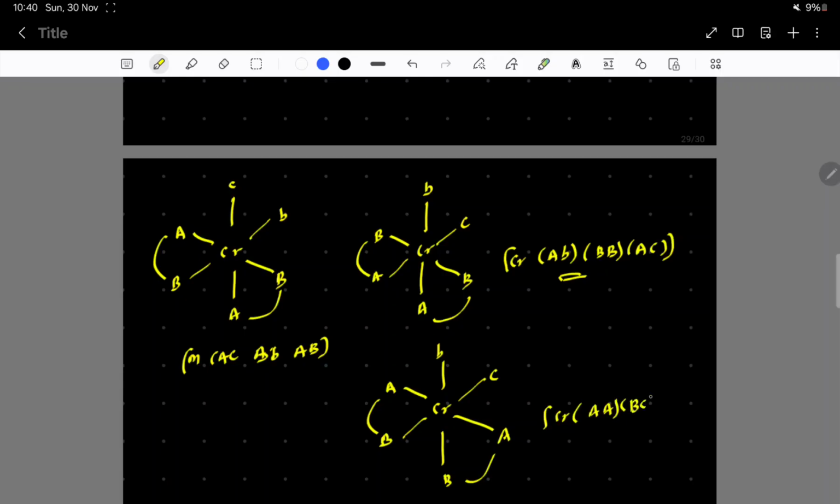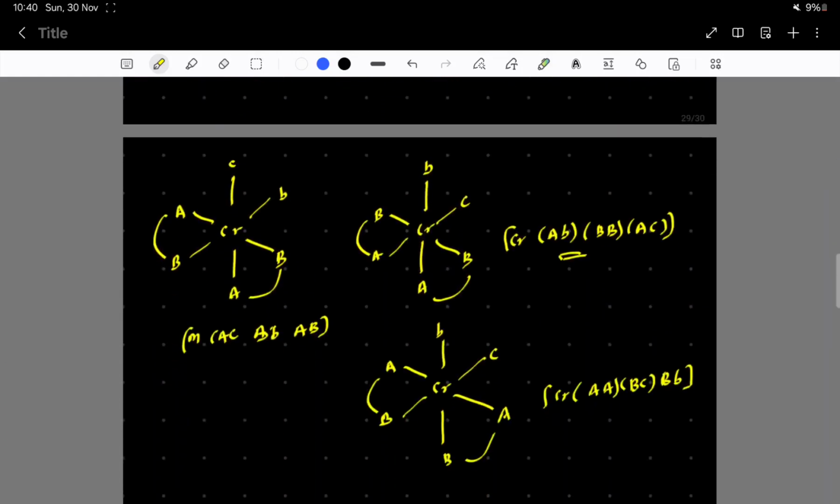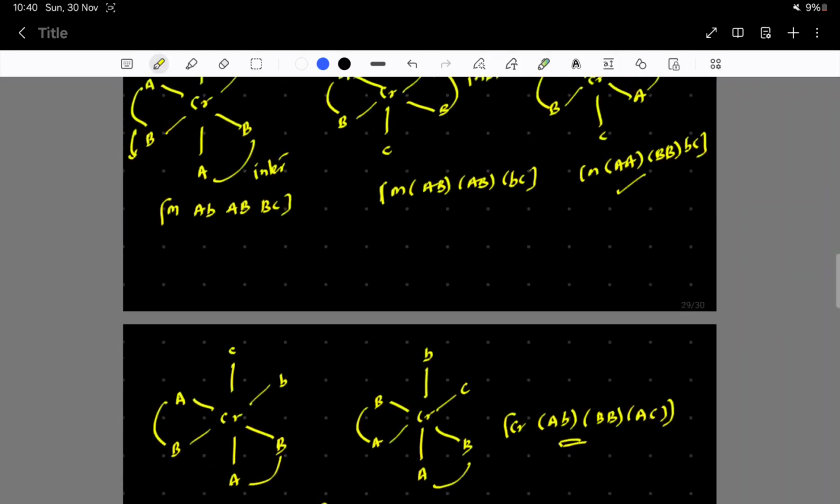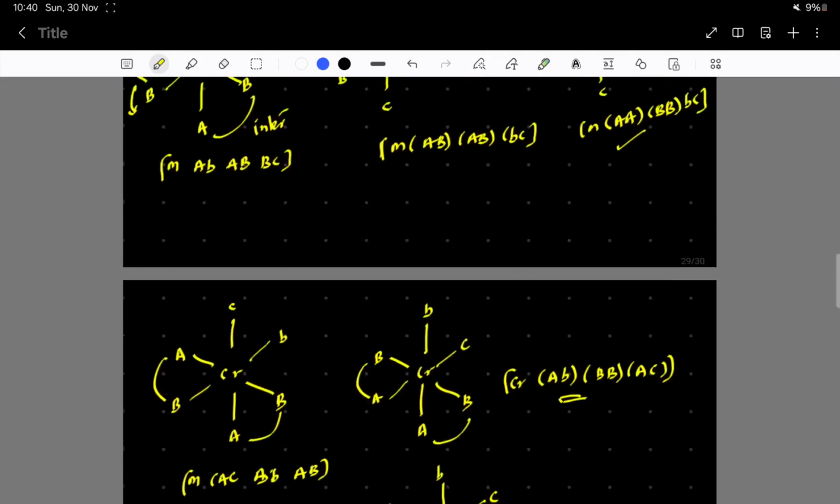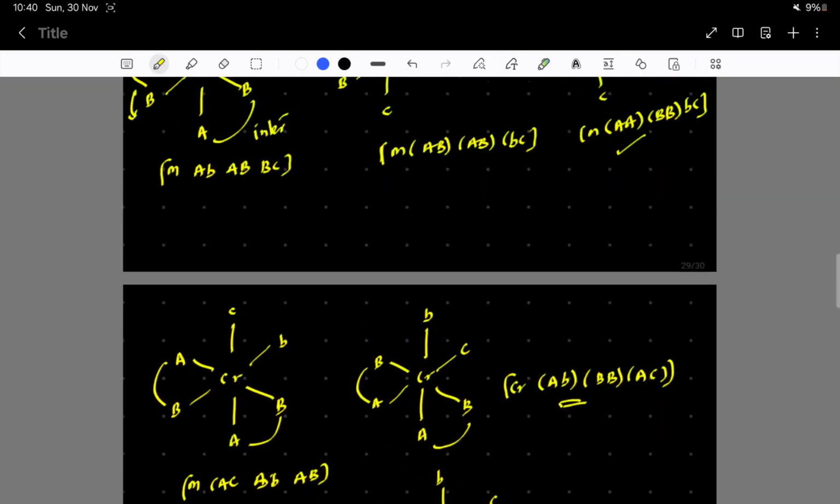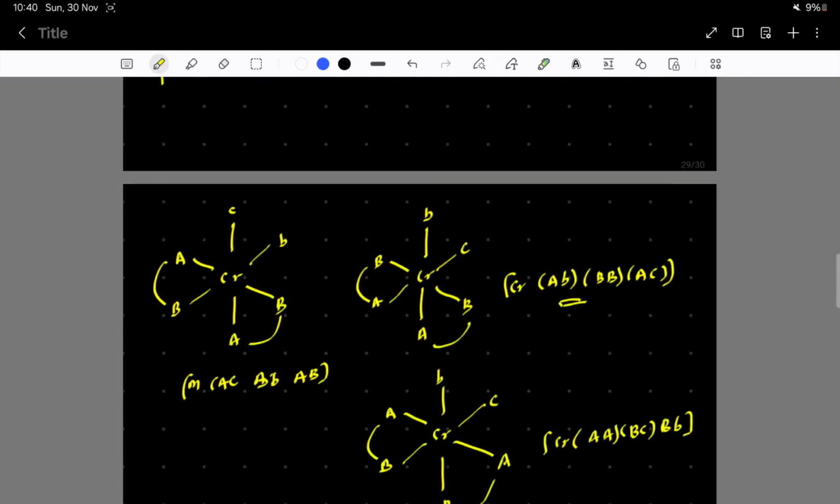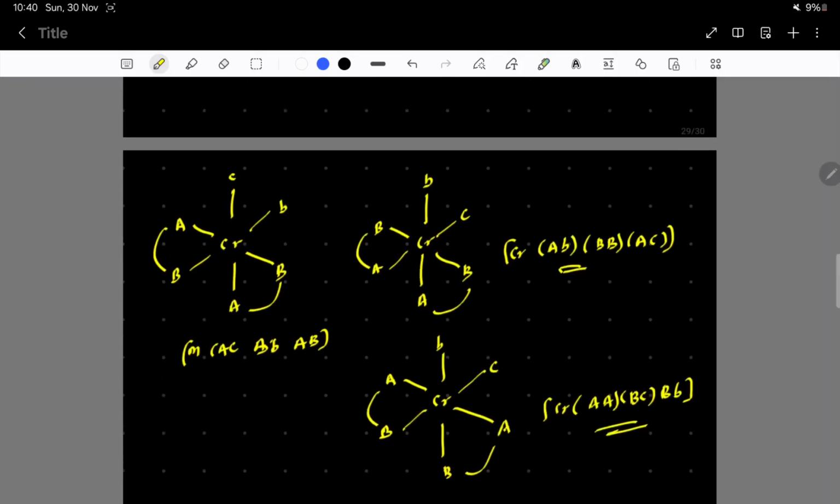AA, BC, BB. Here you check it, student. Capital B, small c, capital B, small c, capital B, small c, capital A here, but capital B is there. So I think here we are also getting a difference. Now here also we are getting a difference, right?